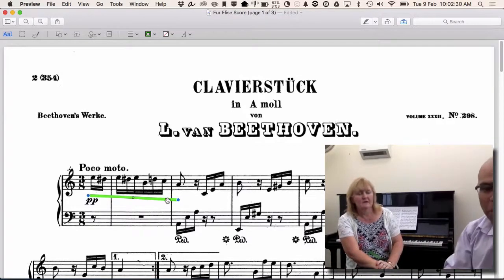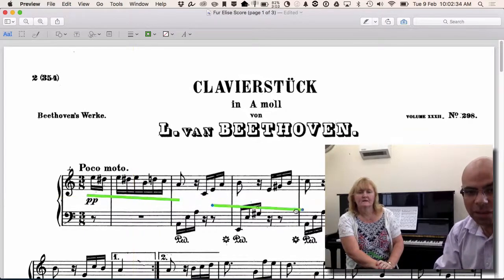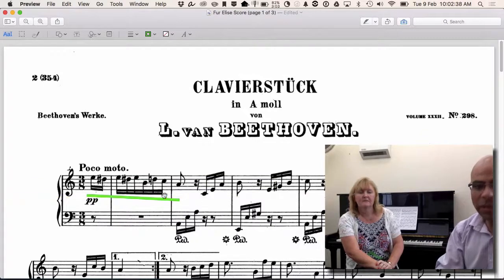It's a musical idea. Now what Beethoven does, he plays it there, and if we look a little bit further ahead, look at this. He plays it there again. All right, so the same motif is actually repeated.